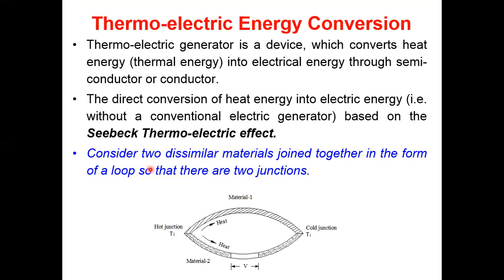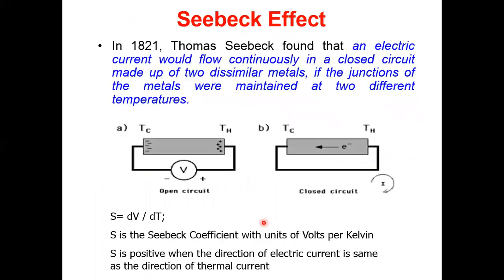So what is the Seebeck effect? We consider two dissimilar materials joined together in the form of a loop, so that there are two junctions: a hot junction and a cold junction. This is material 1 and material 2. When we apply heat, we get a voltage.